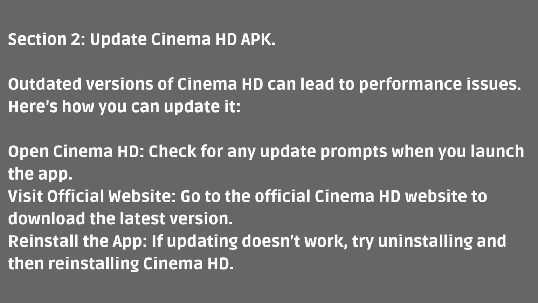Section 2. Update Cinema HD APK. Outdated versions of Cinema HD can lead to performance issues. Here's how you can update it. Open Cinema HD. Check for any update prompts when you launch the app. Visit official website. Go to the official Cinema HD website to download the latest version. Reinstall the app. If updating doesn't work, try uninstalling and then reinstalling Cinema HD.